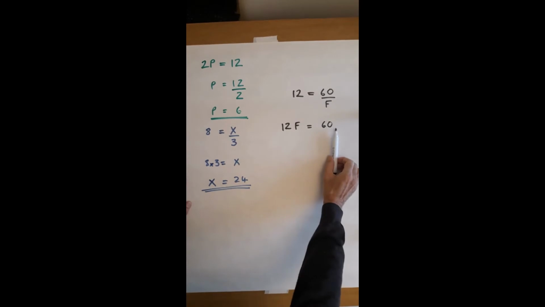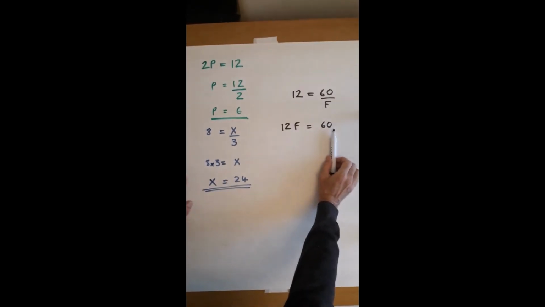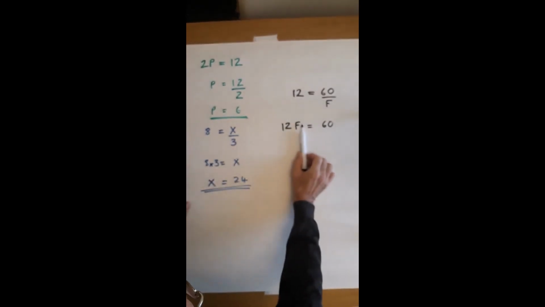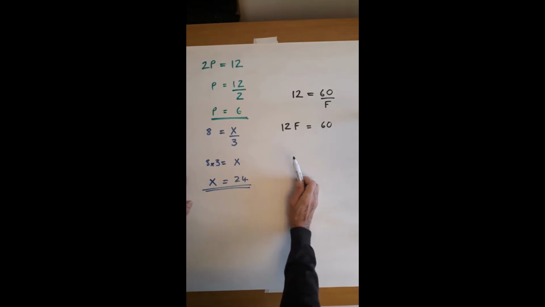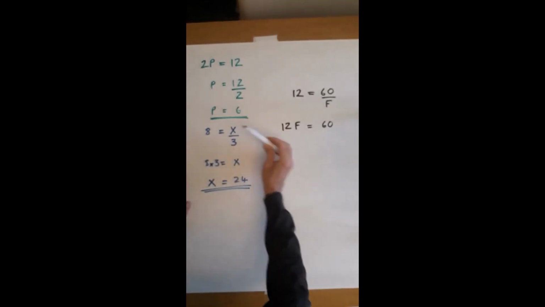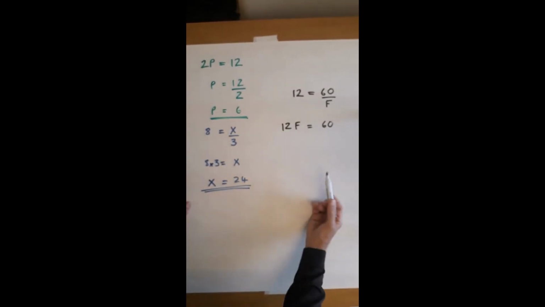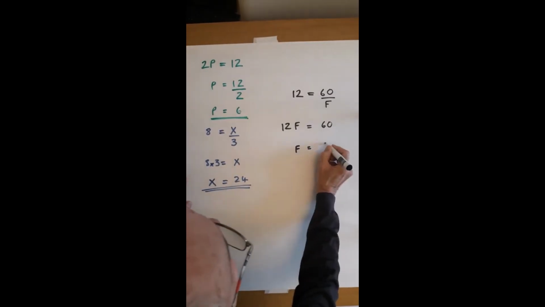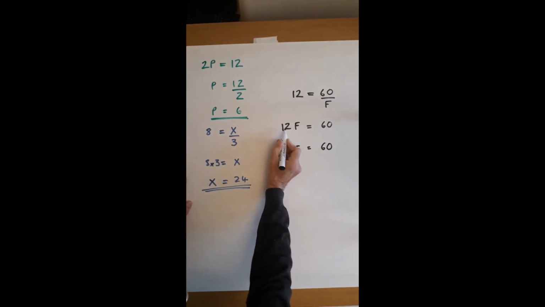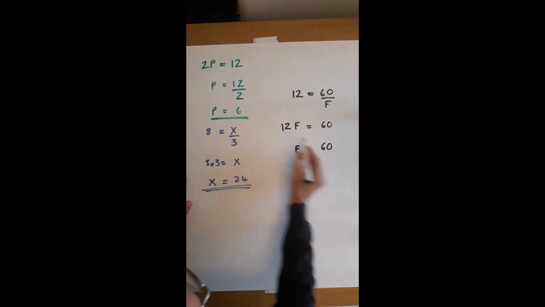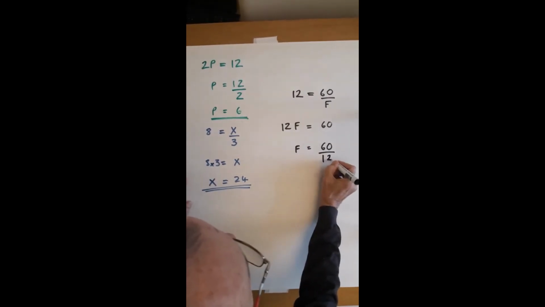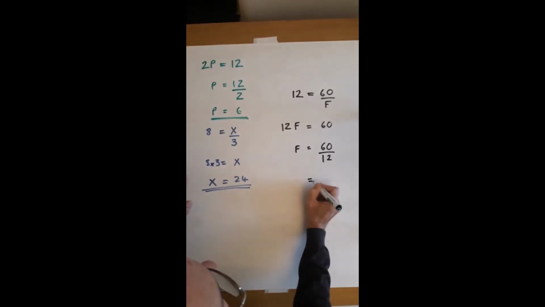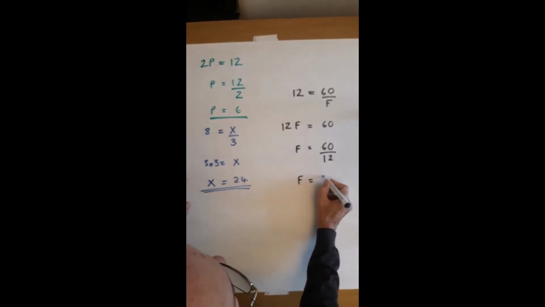So we haven't solved the question yet to find f, because here we have 12 times. So we're going to do the steps that we've done here. We have 12 times f. f equals 60. The 12 times on this side becomes divide by 12 on the opposite side. So f equals 5.